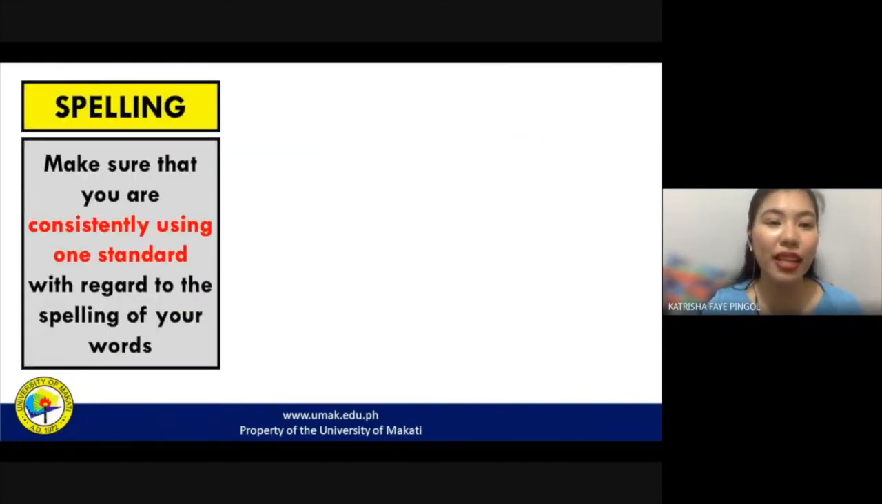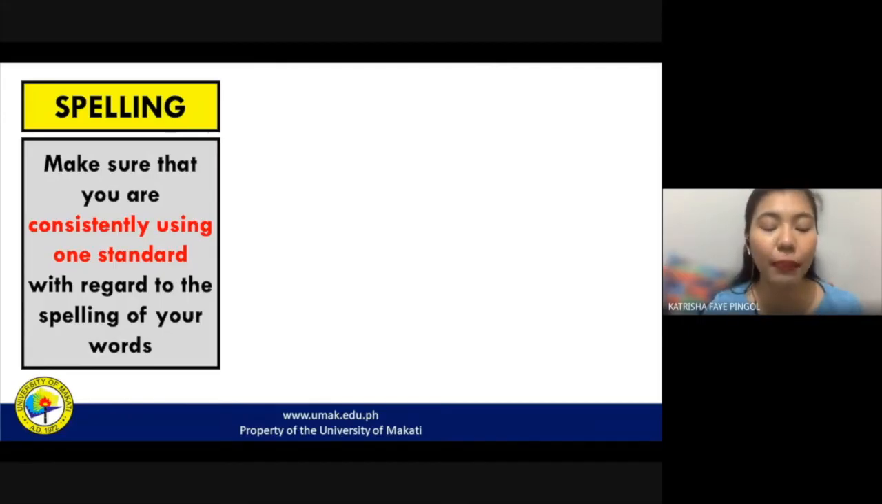Now, in terms of spelling, you need to make sure that you are consistently using one standard with regards to the spelling of your words. What do we mean by consistently using one standard? With regards to the English language, there are different types of English. It could be British English, American English, or even here in the Philippines, we have our very own take on how English should be used. In terms of spelling, you have to be consistent with that.